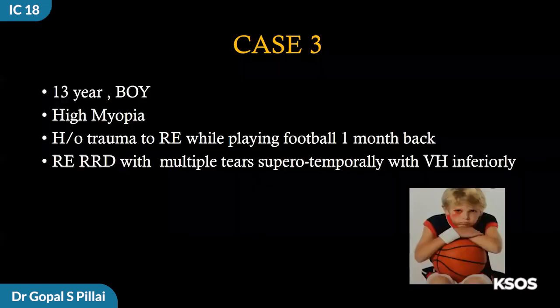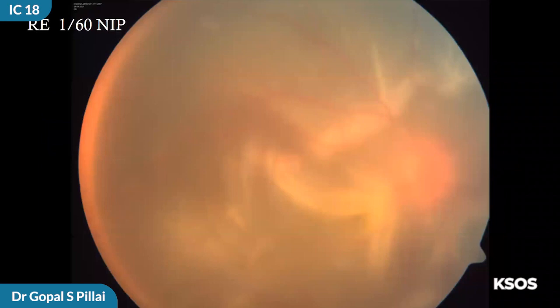Now going to another case, case 3, a 13-year-old with high myopia, had trauma to the right eye while playing football. And within a month of trauma, the patient presented with multiple tears with vitreous hemorrhage. That's basically because it's a high myopia and the liquid vitreous probably caused retinal detachment a little faster. And that is why this patient came in. And you can see this is the retinal detachment.